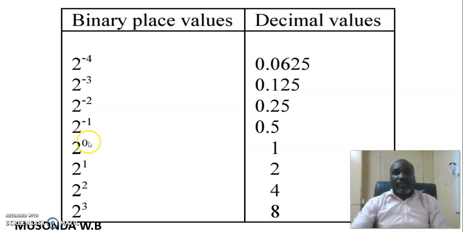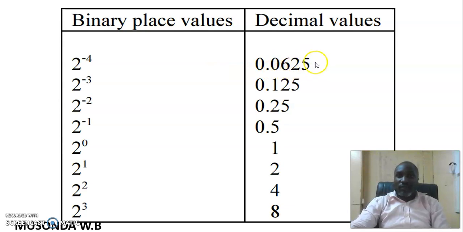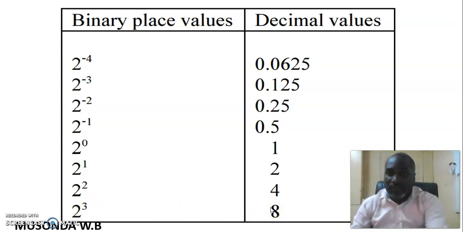Now, we have a table here which is just basically describing what we have. So we have 2 to the power minus 4 will be equal to 0.0625 in decimal, or 2 to the power 3 will be equal to 8 in decimal.